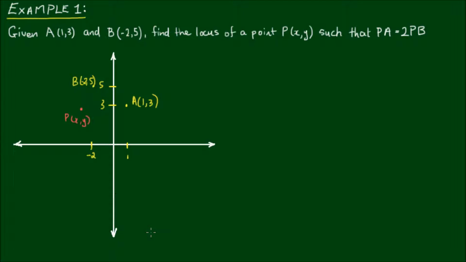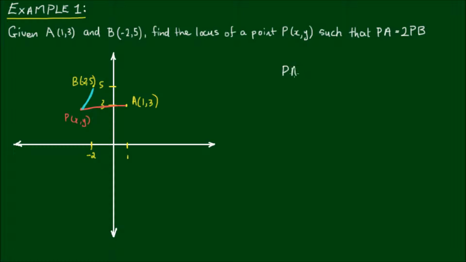P has the arbitrary coordinates (x, y), and we are given that the distance PA, from point P to point A, is twice that of the distance from point P to point B. So if you can imagine that the red and cyan lines are straight, then the red line is twice as long as the cyan line.